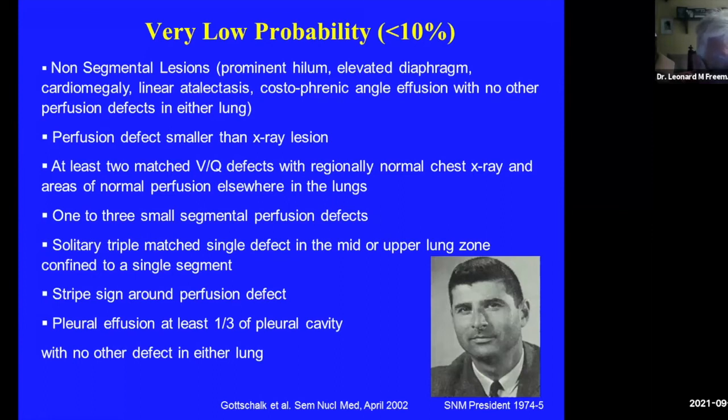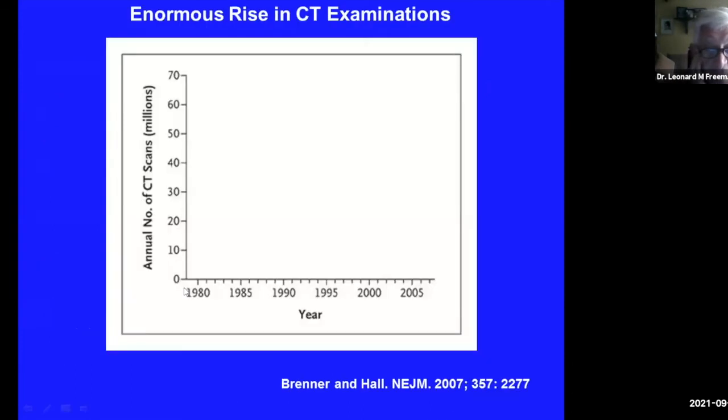And if you look at this chart quickly, these are some of the things I've talked about. Perfusion defects smaller than X-ray, two match defects with normal chest X-ray, one to three small, tiny perfusion defects, solitary triple match, single defect in the mid or upper lung field as opposed to the lower lung field, stripe sign I talked about. So he put all these things together and he called these things very low probability. He wanted to get back to less than 10%.